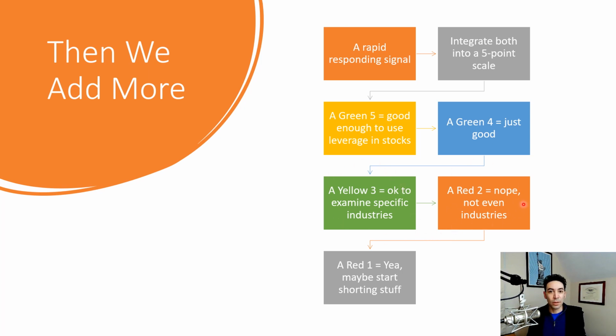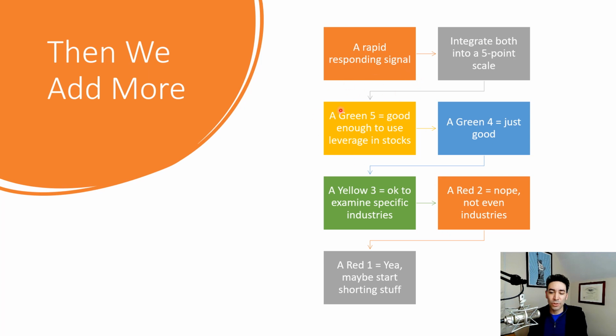Red 2 means, nope, I don't care how good specific industry momentum is, unless you had some kind of counter-cyclical thing. Sorry, caveats aside. Nope. Don't even look at the industries. The macroeconomy is too bad. Everything is going to come crashing down. And a red 1 is, yeah, it's so bad that finally you might want to think about shorting things, okay?